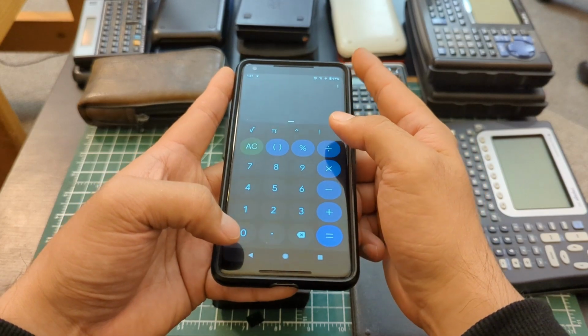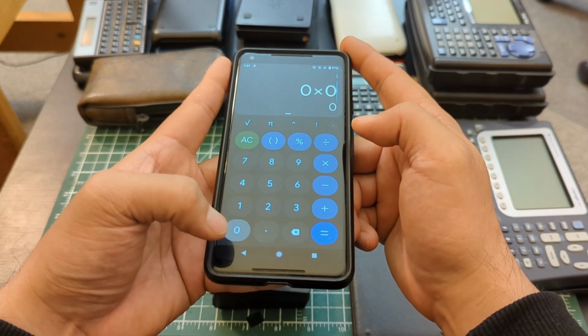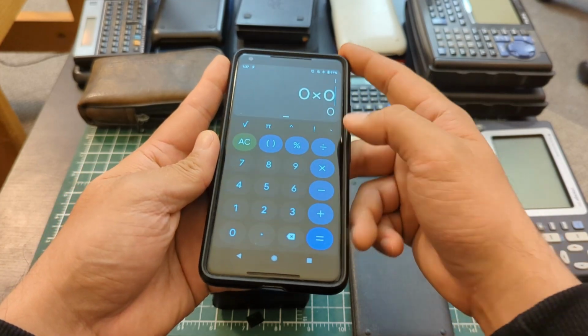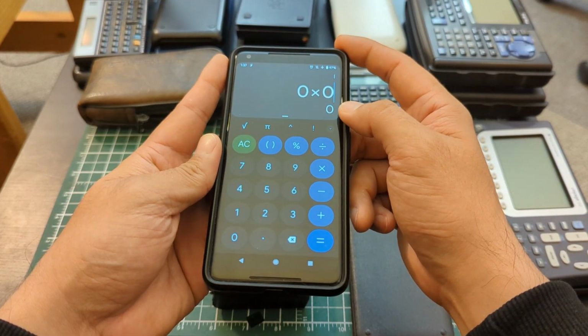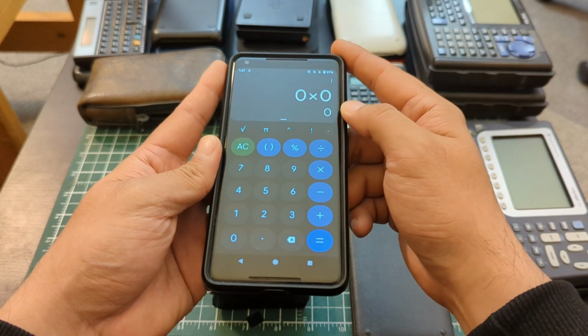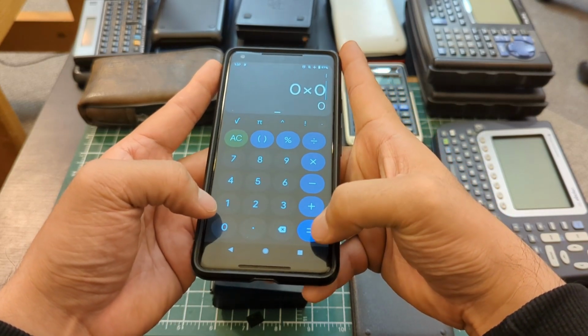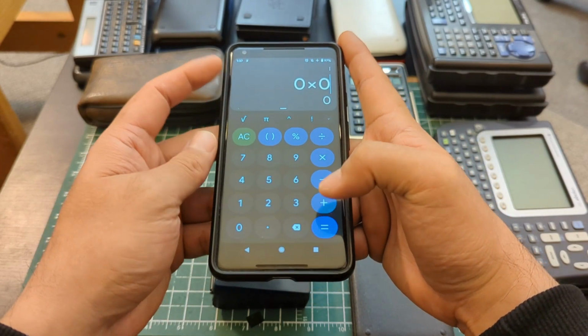And you might think, well, 0 to the power of 0 is kind of like 0 times 0. But we can see 0 times 0 gives us 0 on this calculator program. So it's handling these differently and is giving a special result for 0 to the power of 0 in this case.